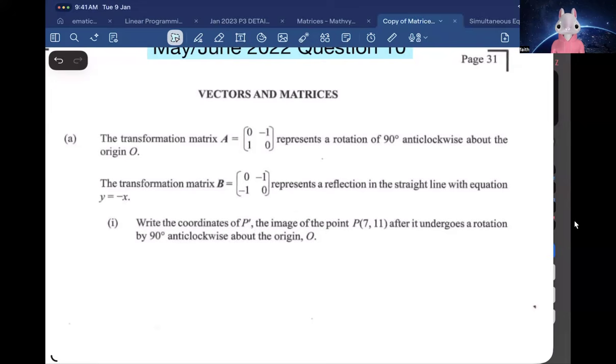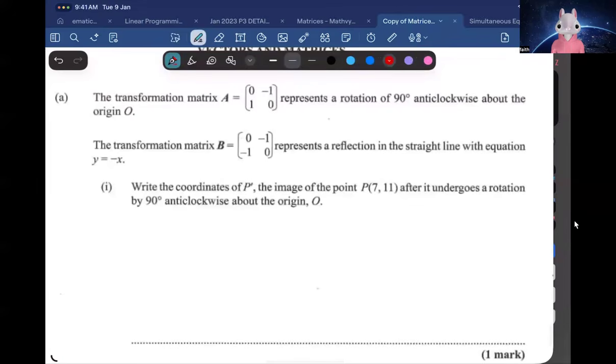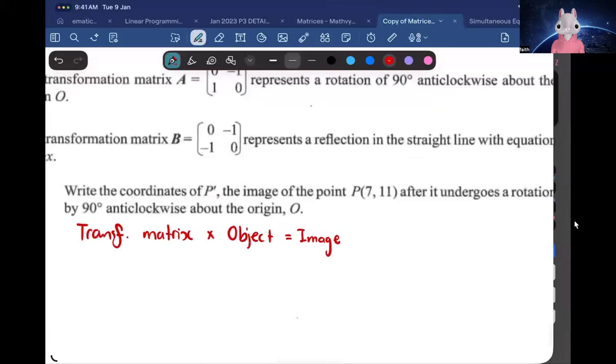Right, so here it is. A matrix can actually transform an object. You can take a point, rotate it, reflect it, translate it, and do a bunch of things to it. What was the golden equation? I told you to remember: transformation matrix by object equals image. Transformation matrix by the object gives you the image. In this question, they want us to write down the coordinates of P prime. P prime is the object or the image?